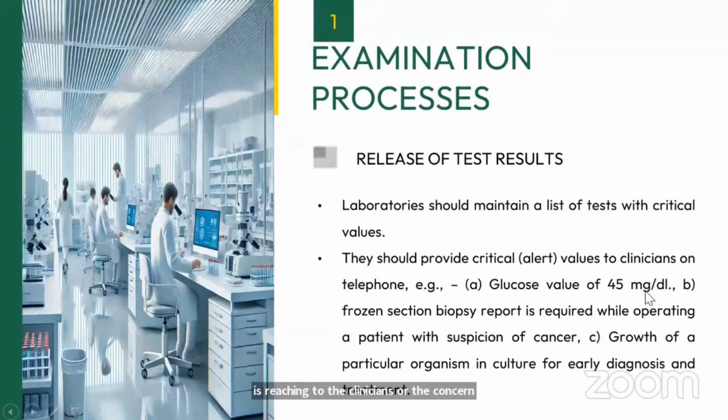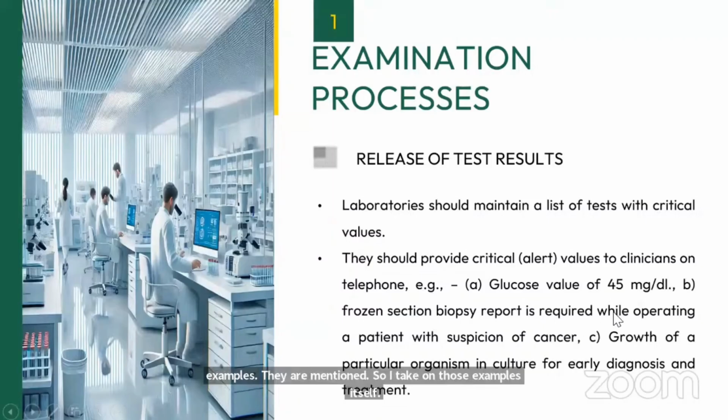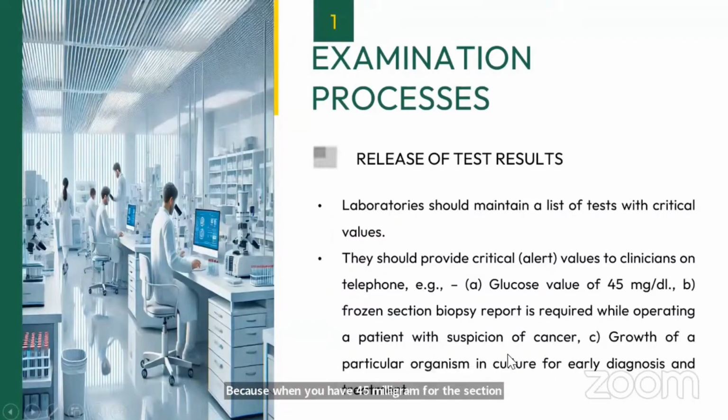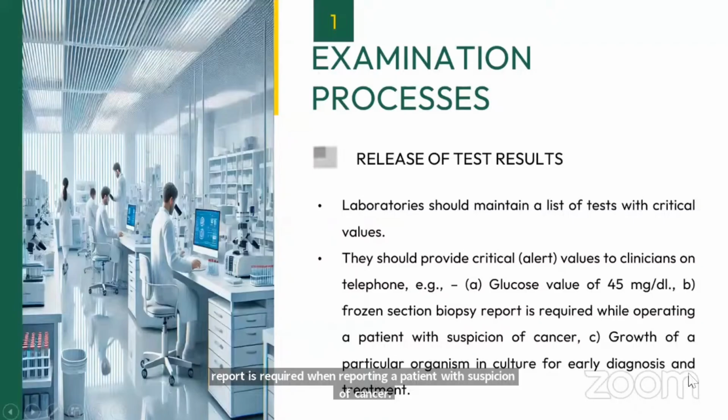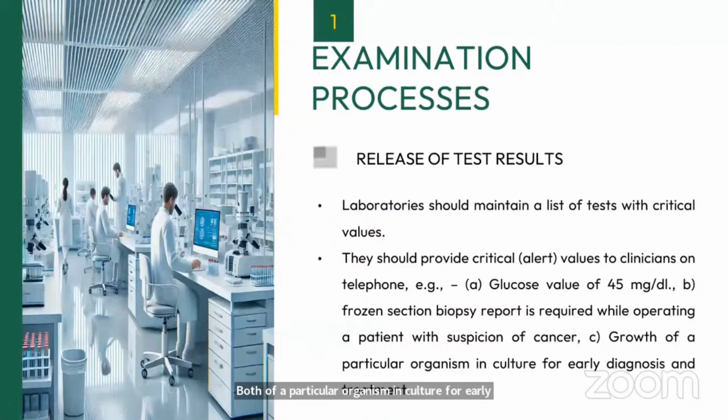So glucose values of 45, here are some examples they are mentioned. So I have taken those examples itself. Glucose value of 45 milligram, frozen section biopsy report is required when reporting a patient with suspicion of cancer, growth of a particular organism in culture for early diagnosis and treatment. So all this will come as under critical results, and you should record all those critical results whenever you are getting such a result in your laboratory, and should be immediately informed to the clinician.